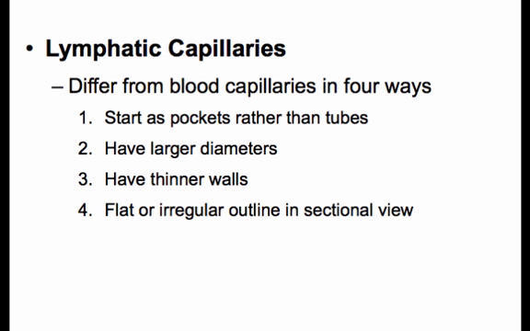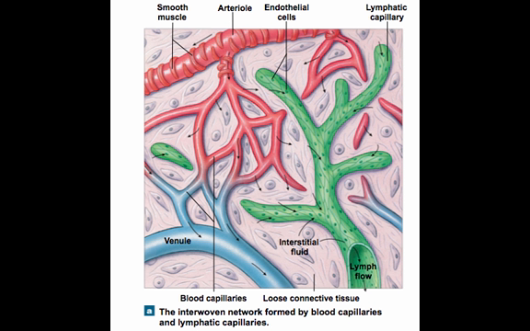The lymphatic vessels begin in the periphery at the terminal capillaries. These capillaries are the smallest lymphatic vessels. Lymphatic vessels are different from blood capillaries in 4 ways. Lymphatic capillaries start as pockets. They have larger diameters, thinner walls, and are flat in a sectional view. The walls of the lymphatic capillaries have endothelial cells that are loosely bound together and overlap. The overlap of these cells acts as one-way valves to allow fluid, solutes, viruses, and bacteria to enter, but prevents them from returning to the intracellular space.